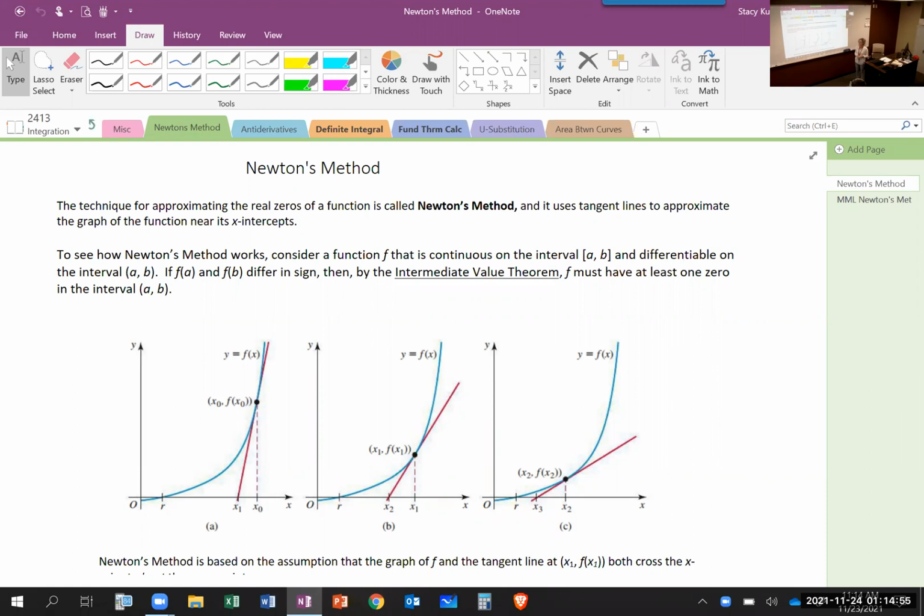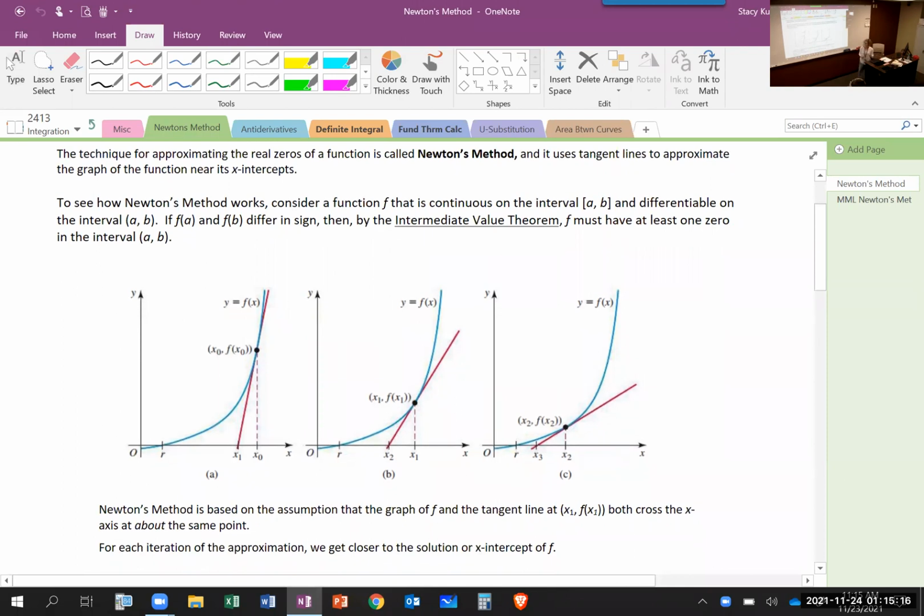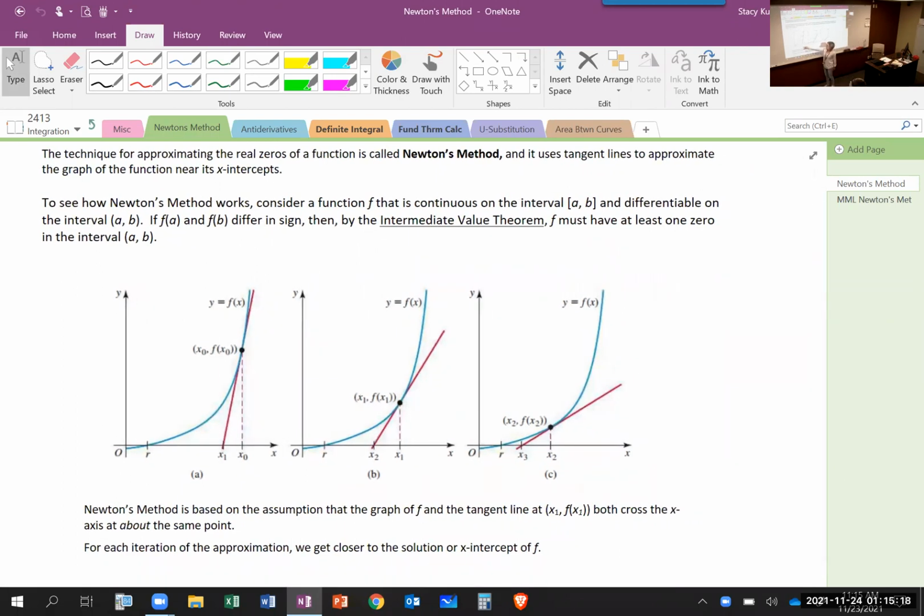We talked about that. And this is similar to that in that, if I'm talking about that closed interval from a to b, and I've got a function that's differentiable on that interval, then there's got to be a zero in there. And is there a way for us to approximate what that zero is? So if you'll notice in this first picture over here on the left, we start with some initial guess.